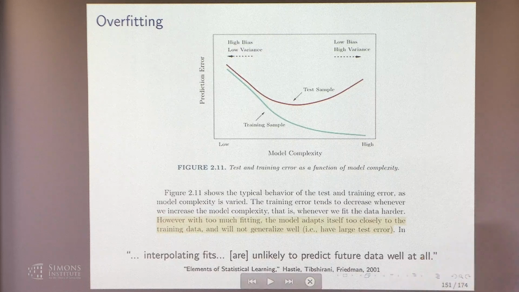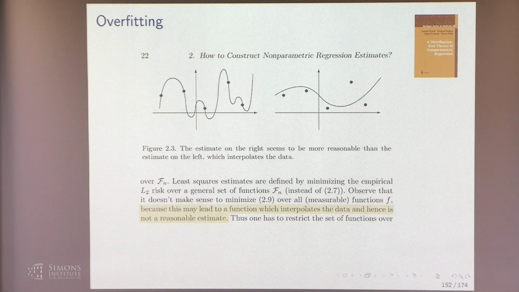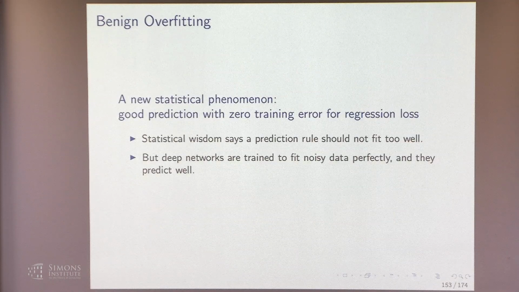This is the Hastie, Tibshirani, Friedman book. It has things like interpolating fits are unlikely to predict future data well at all. With too much fitting, bad things happen, and so on. You see it in many places. Something that interpolates the data, hence, is not a reasonable estimate.